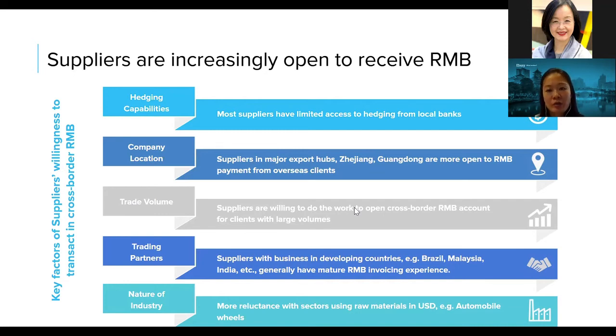So there are industries that, even though based in China, because they're buying a lot of raw materials abroad, consider their base currency as USD. So obviously in those cases, it wouldn't make sense for the client to pay in RMB, but they would have to stick to USD. This is, for instance, the case for buyers of automobile tires, because the rubber is sourced from overseas, so the suppliers are directly pricing in USD as their base currency.